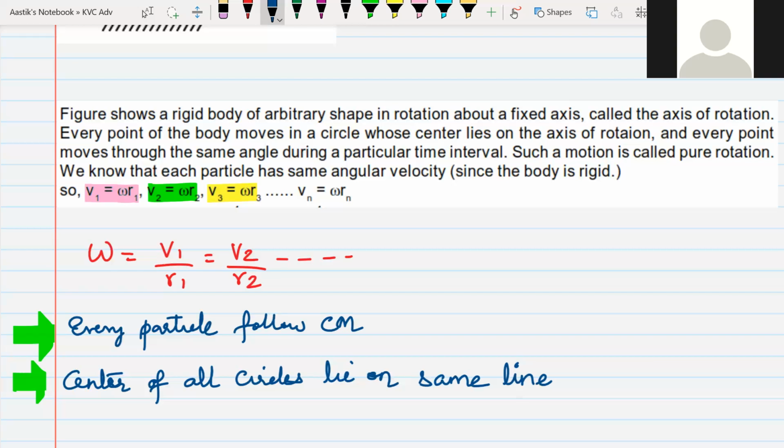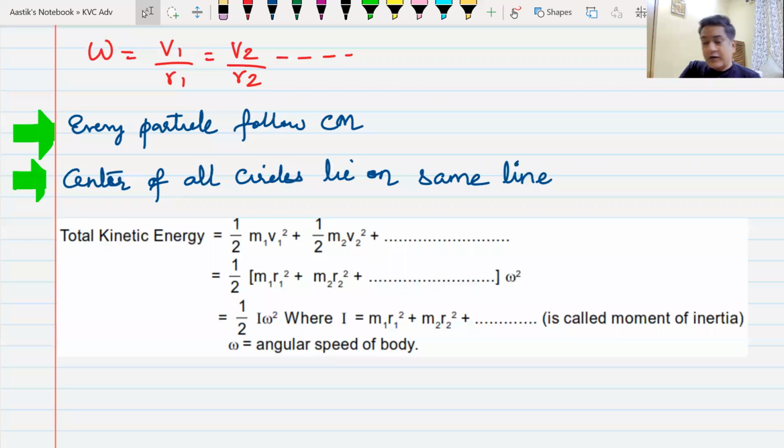Okay. Now here is the time that I can introduce the concept which is going to come next. This is the best way I have found to introduce this, and I will try the same trick with you. Now, the body is in pure rotation. When the body is in pure rotation, you can find out the total kinetic energy of the body, and it will be given by half m1 v1 square plus half m2 v2 square and so on. Yes or no? Yes, sir.